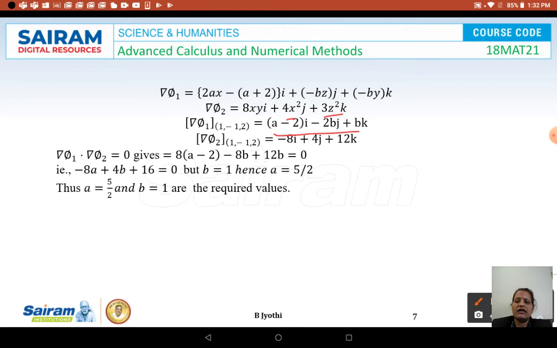Now this del phi 1 dot del phi 2 is equal to 0, which gives us, on taking the dot product of the two, 8 times (a − 2) − 8b + 12b = 0, or −8a + 4b + 16 = 0. But b is equal to 1, therefore a will be equal to 5 by 2. Thus the values of a and b are a equals 5 by 2 and b equals 1. These are the required values of a and b.